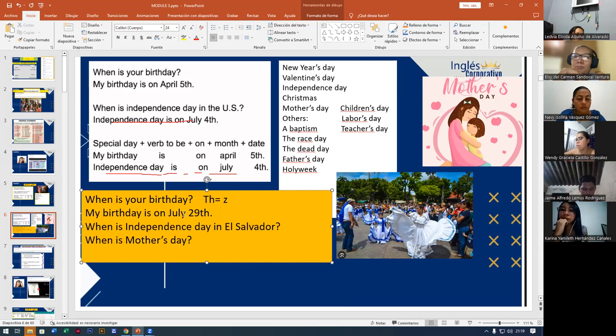And as it's a specific date, you don't say only in July, right? It's possible to say only in July, but then the preposition is different. It will be in July and only that. But if you are being very specific, then the preposition is on July 29th.